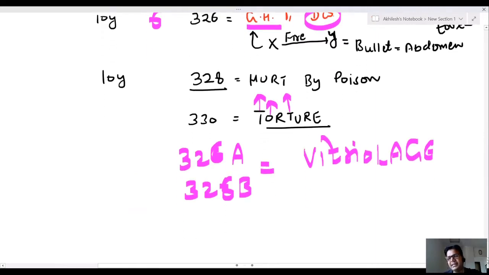ILD is a trick to remember: injury, life and death. It is in sequence, 44.